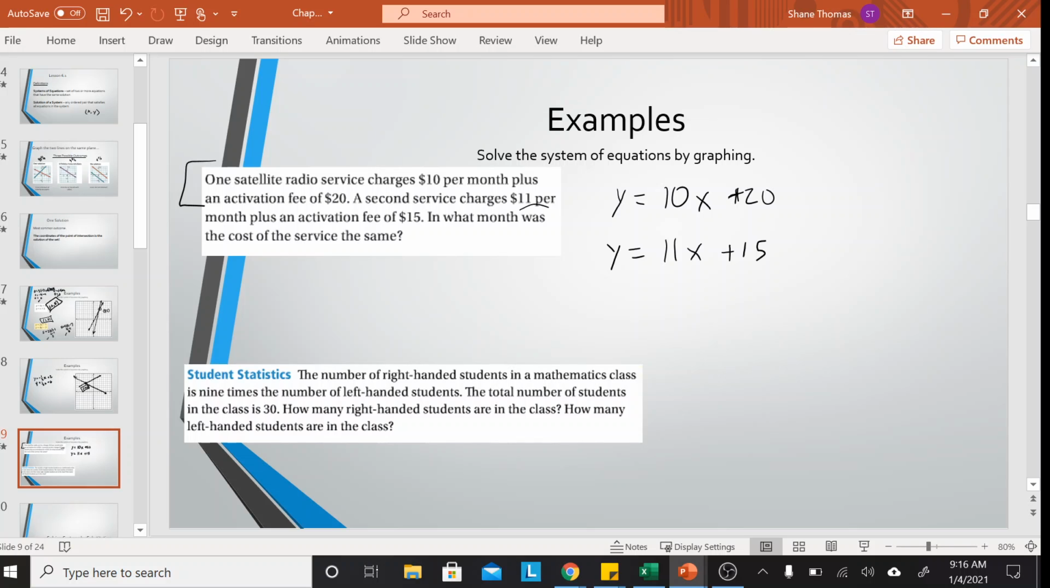So let's go ahead and write this down here, because otherwise I'll forget the other screen. 10x plus 20. Y equals 11x plus 15. Now this is where it's going to be nice to use something like Desmos. So let's pull up Desmos.